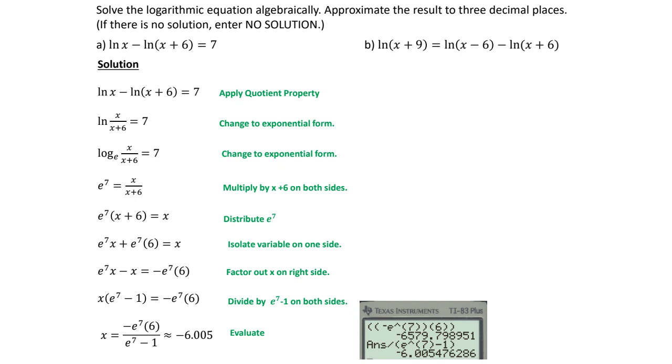So when I plug it in, I have here my answer, but the problem said to round to 3 decimal places. So the way I do that is I go to the third decimal place, which is a 5, and then I look at the number to the right of that.